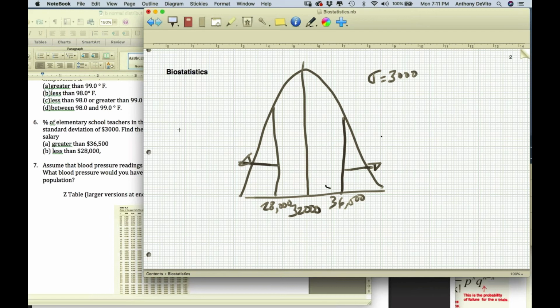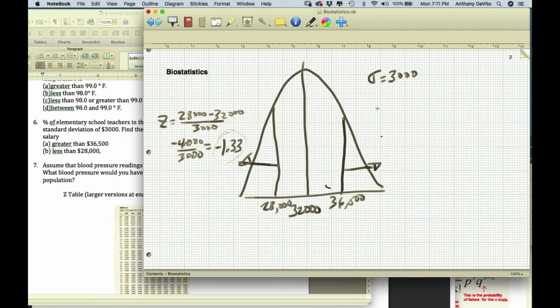Okay, first thing I have to do is find the z value for that 28,000. That's going to be 28,000 minus the mean 32,000 over the standard deviation, which is 3,000. So that's going to be 4,000 over 3,000. Actually it's minus, so it's going to be equal to minus 1.33. And I notice I rounded to the third decimal place because I know I'm going to be using the z table, and I know on our particular z table, I won't get any more precise than that anyway.